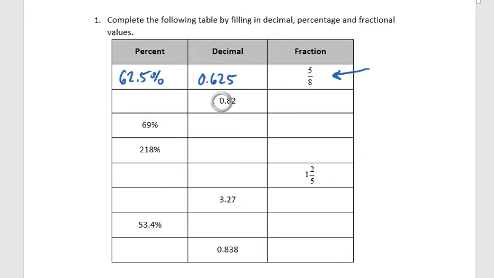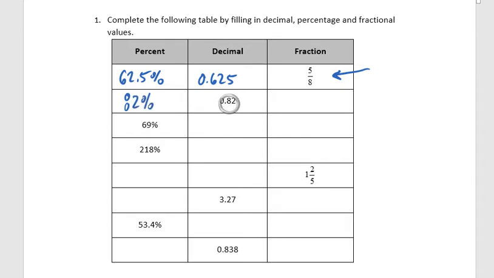0.82, taking this decimal number and turning it into both a percent and a fraction. Let's start with the percent. Well, same thing we did before. We're going to take this decimal and move it 2 to the right. Percent always looks bigger. So that's going to be 82%.